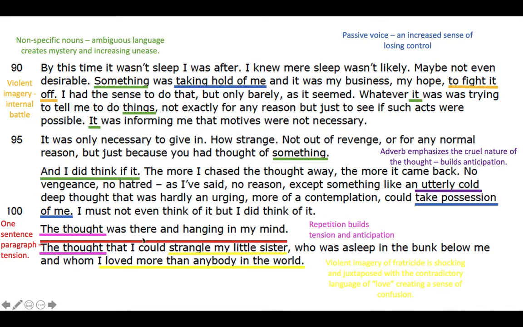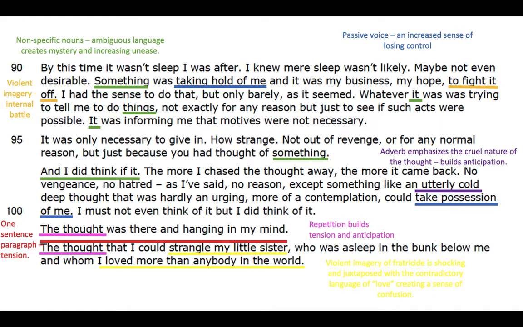So we have this violent imagery of fratricide. Fratricide is the killing of a sibling, a brother or a sister. It's incredibly shocking, but notice what she does in the next line. Same sentence, she says very quickly, and whom I loved more than anybody in the world. So that really juxtaposes with this language of love. It's incredibly contradictory. She can't help but think about strangling her sister, but this is the person she loves the most. And so that juxtaposition creates a sense of confusion.